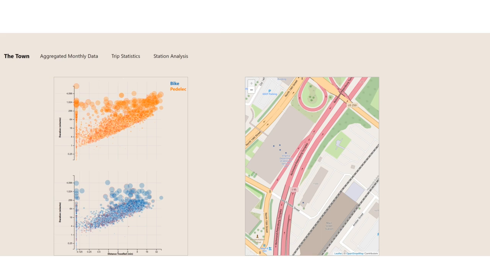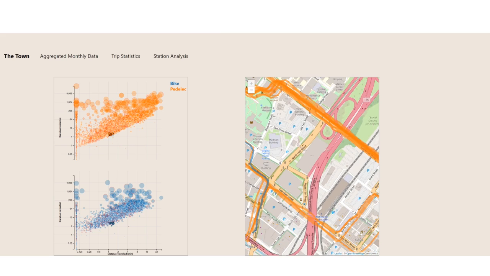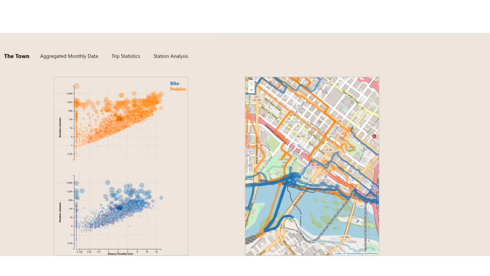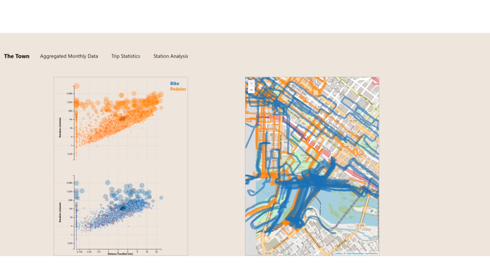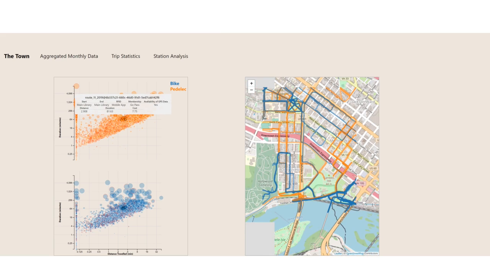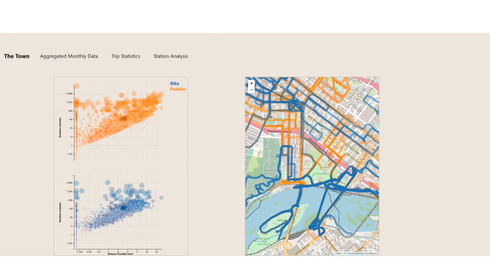So another aspect of the visualization is brushing on duration and distance extent. As we move the brush over the data, we see that there are several polylines that are color encoded. So we can see the routes taken by pedelec and bikes based on the selection.